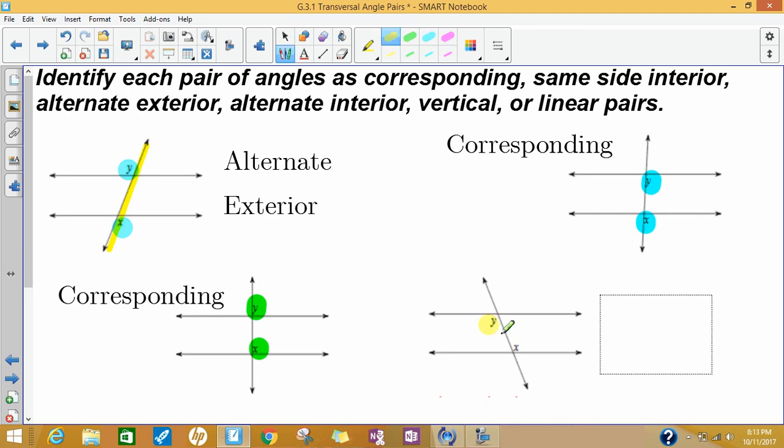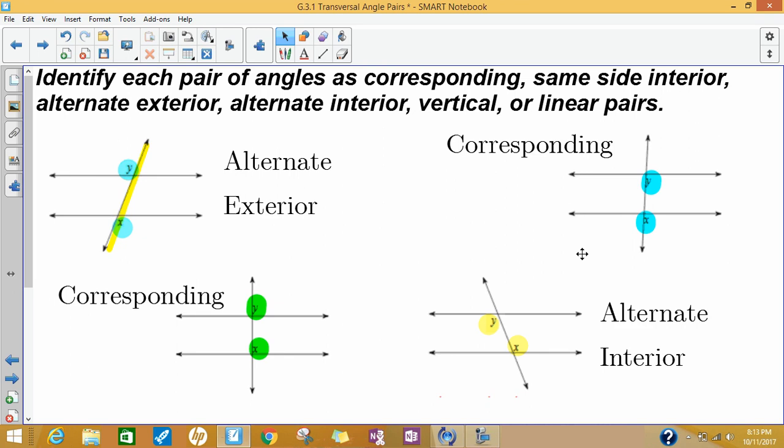And last I have Y and X here. They're on the interior, they're between the two lines being intersected by this transversal, but they're on opposite or alternate sides of that transversal. That makes them alternate interior angles.